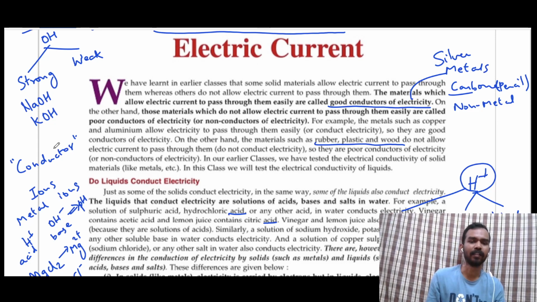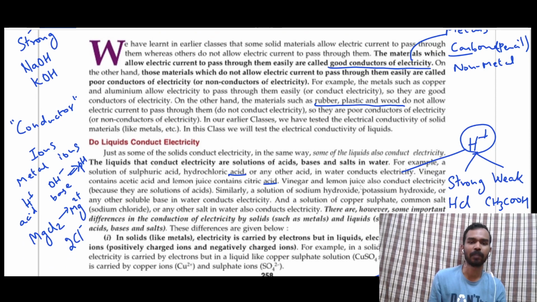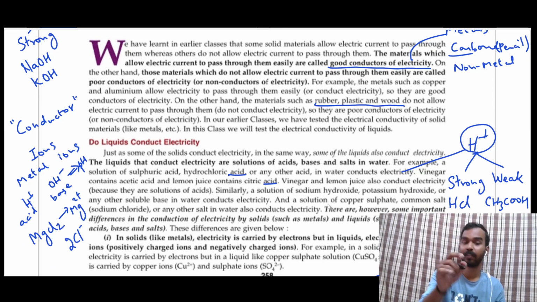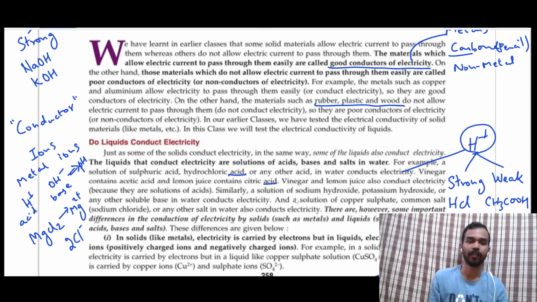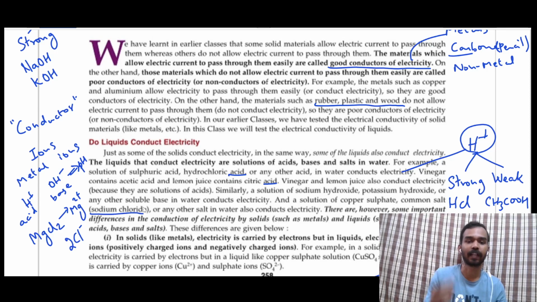So I'm giving the examples here: sodium hydroxide and potassium hydroxide. They are the bases relevant for this chapter. They are strong base. So they will release what ions? OH minus ions. And coming to salt, you can imagine sodium chloride. It will also release ions. Okay, so some important difference in the conduction of electricity by solids and liquids.